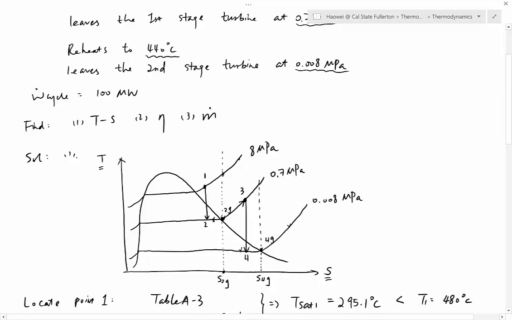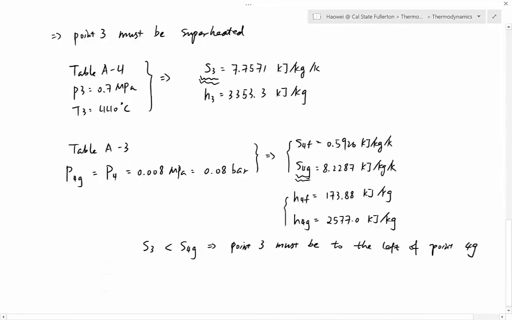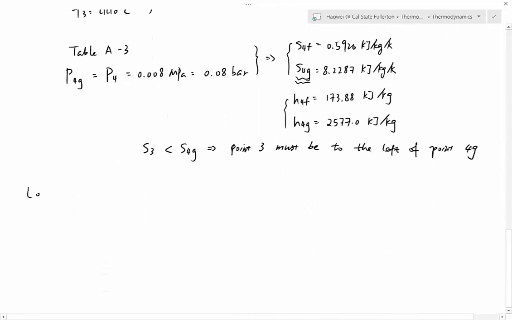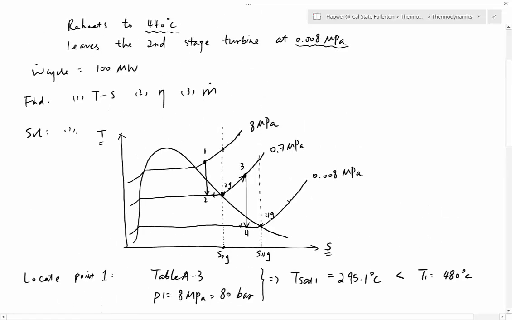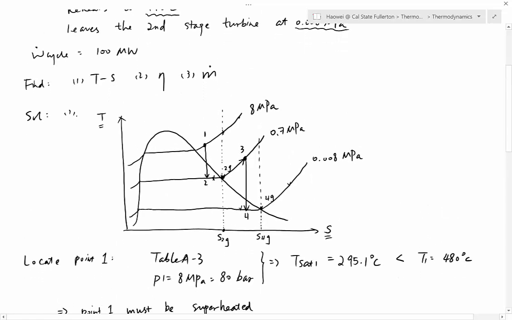And you can see number 4 must be a mixture. Locate point 4. 3 to 4 must be vertical, because the process is isentropic, and number 4 must be a mixture based on our geometry. Okay, and then 4 to 5. 4 to 5 is the condenser. You always cool down to F point. So 4 to 5 to the left, and you reach number 5, which is F point.